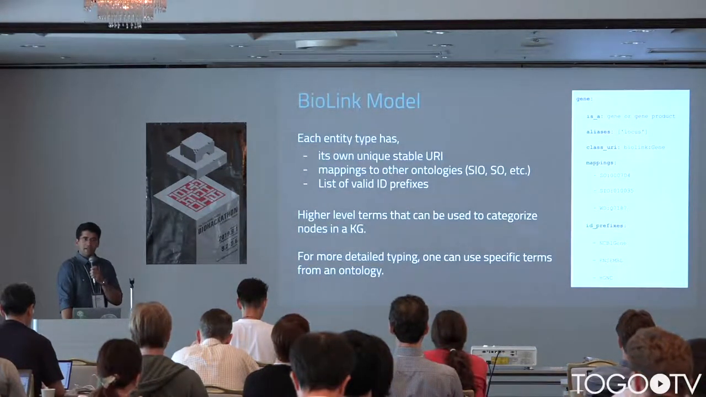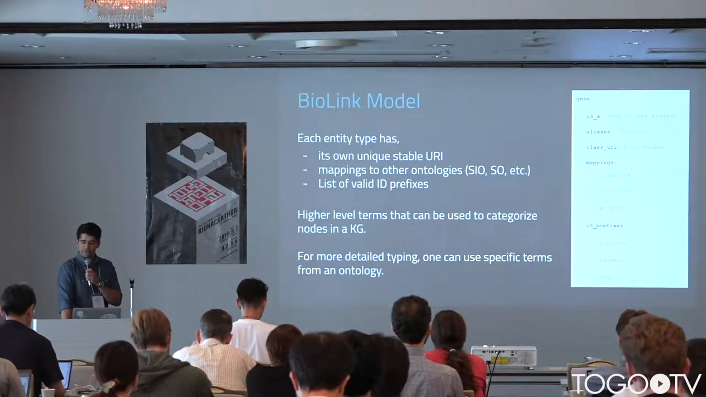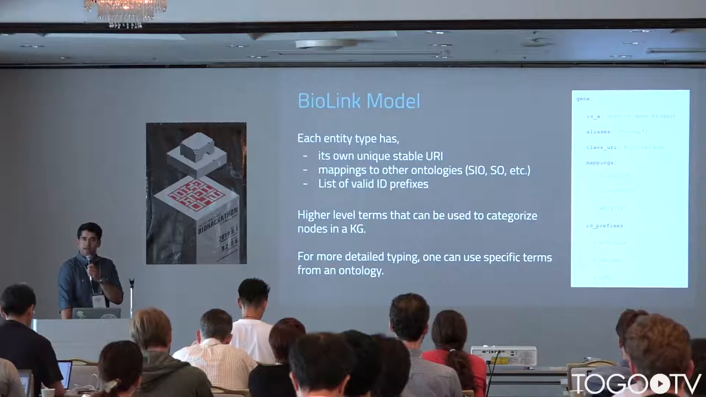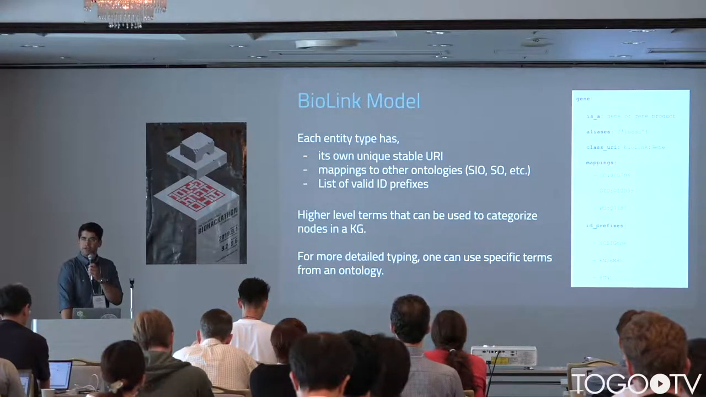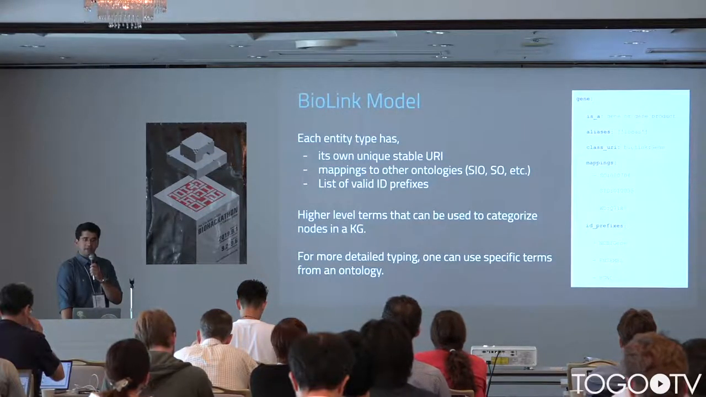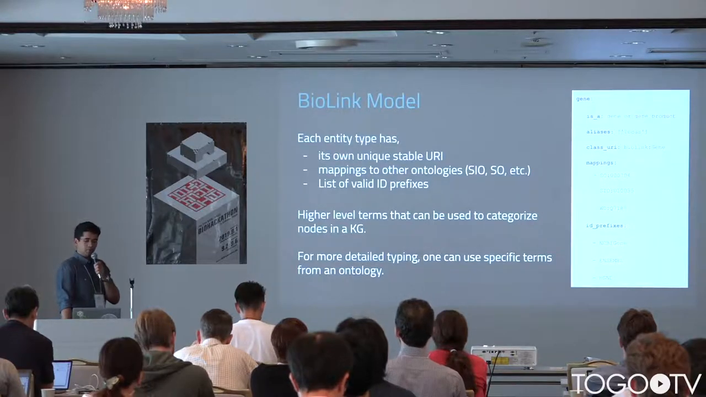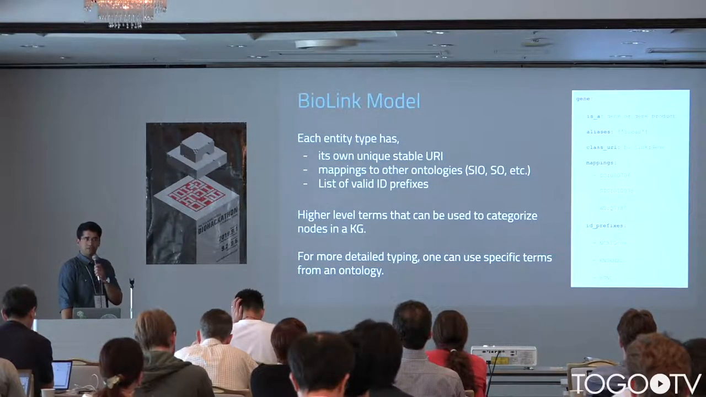Each entity type has its own unique stable URI, mapping to other ontologies like SIO and sequence ontology, and a list of valid ID prefixes that can be used to represent these nodes in a graph. These entities are basically higher-level terms that can be used to categorize nodes in a graph. For more specific typing, you can use terms from an ontology.